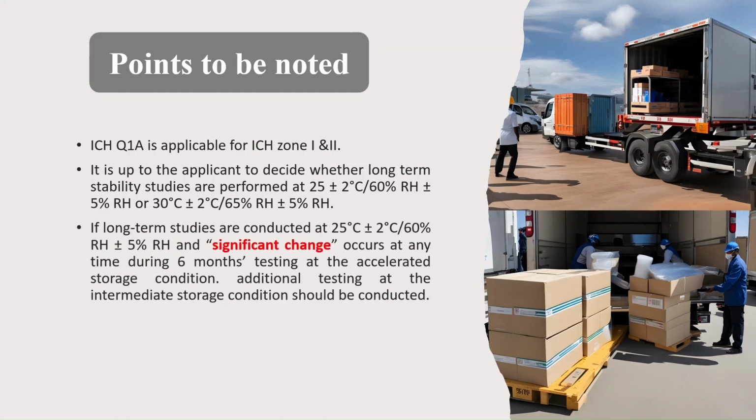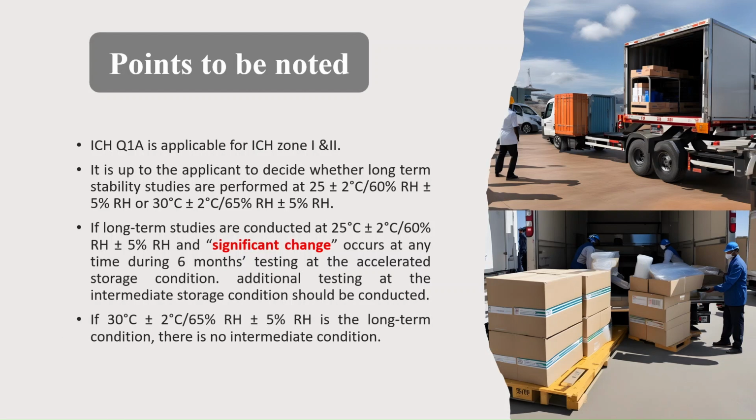Now, if you're conducting your long-term studies in 25/60 and a significant change occurs within the first 6 months of your accelerated testing, then only you need to submit your intermediate testing data. Otherwise, there is no need for submitting intermediate testing data. And finally, if you're going to perform your long-term in 30/65, there is no intermediate condition in short. Now, what I meant by significant change, is it the same for drug substance or drug product?